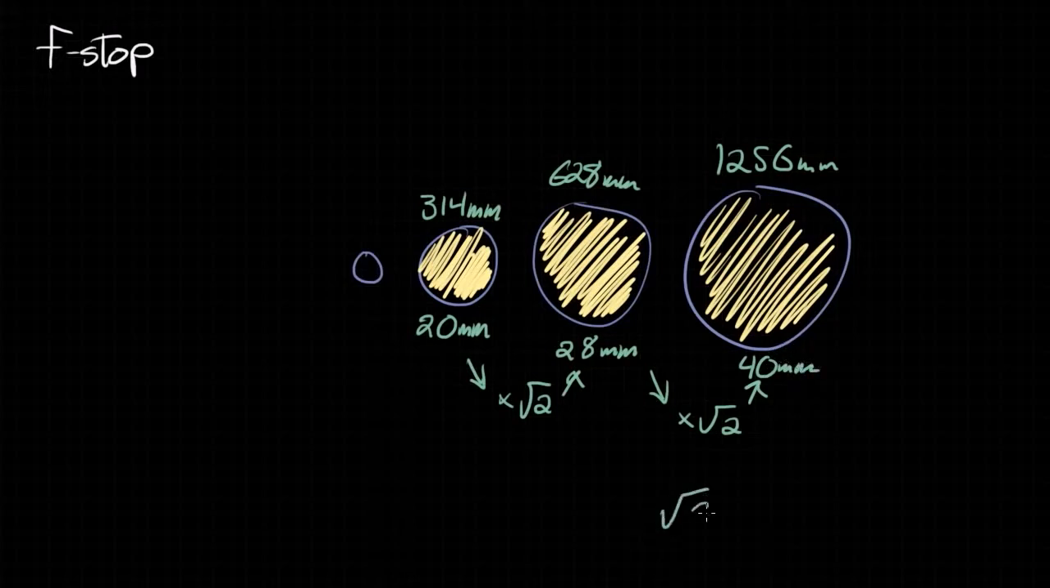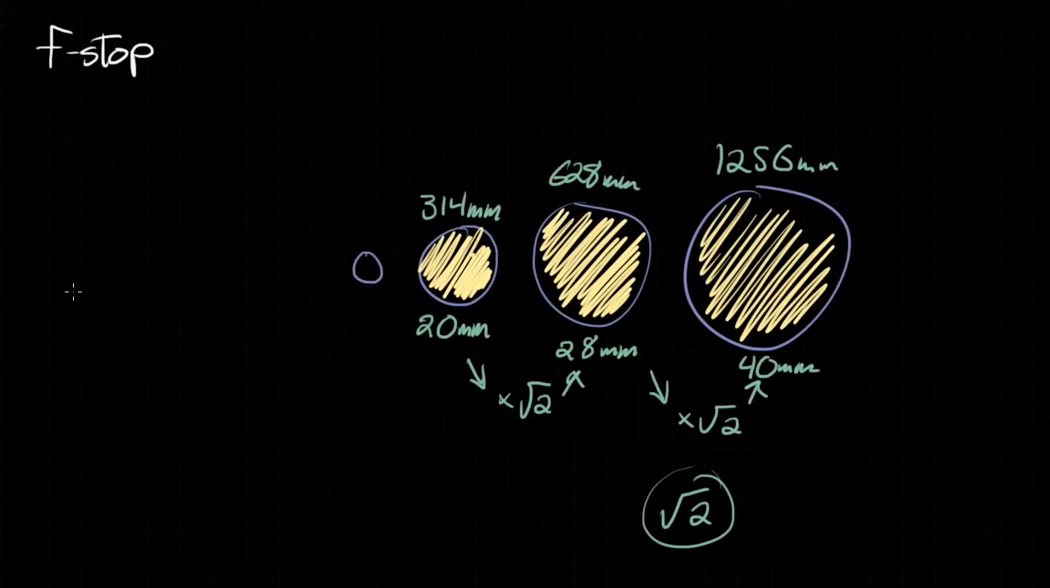So this number, the square root of 2, is an important number because every time we multiply the diameter by the square root of 2, we're doubling the amount of light. Just the same if we do the opposite and divide the diameter by the square root of 2, we're going to get half the amount of light. So remember what I mentioned before, that the f-stop scale is a way to talk about the amount of light coming in with regard to the size of the aperture.